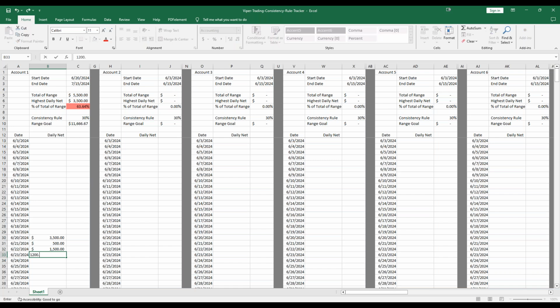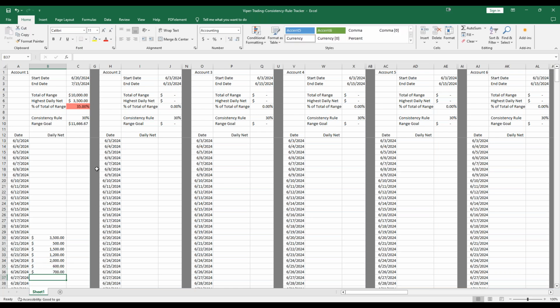And let's say we do 1,200 that day. And let's say we have a nice day here and we do $2,000. We're getting a little bit closer, but we still can't get paid yet. Plus, we haven't traded 10 days. So before you request a paycheck, you have to make sure that you've qualified for the 10 days, you've not broken the rules, and you're consistent. So you just keep trading day in and day out with Viper Trading Systems.